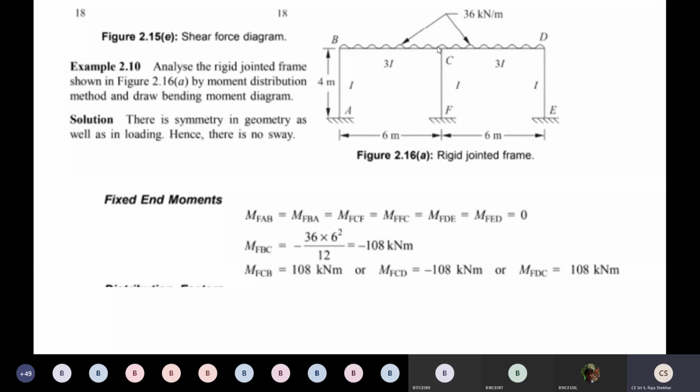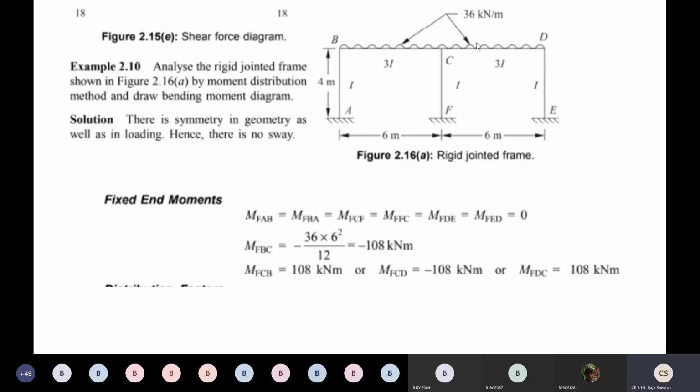MFCB: the load is acting in this direction, and the moment will act opposite to the load. So that is a clockwise moment, which will be considered as positive. MFCB is equal to plus WL square by 12. Here W is equal to 36, L is 6, divided by 12. You will get MFCB equal to plus 108 kN·m. Similarly, we calculate for the CD member.